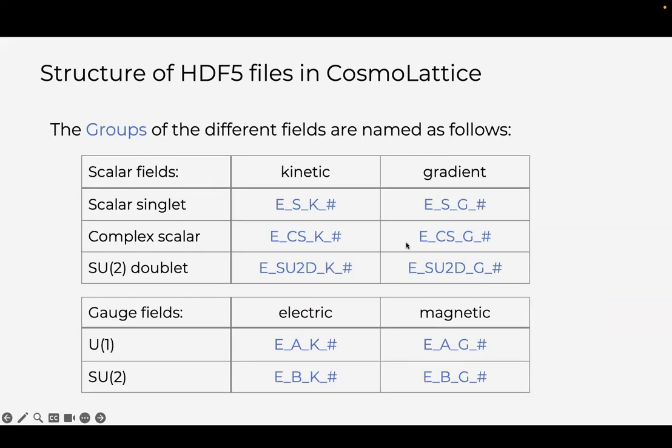Okay. Then the groups you've seen before in blue are shorthanded as follows. You have really for the different types, scalar, complex scalar, SU2 doublet, U1 and SU2 gauge field, these shorthand notations where you have the energy for scalar, the kinetic, and then here the number of the field. So you start with 0, and then you have the amount of fields present. The same for gradient, and then accordingly for the complex scalars and the SU2 doublets. For the gauge fields, they're indicated with A and B fields, and then as well kinetic and gradient energy.